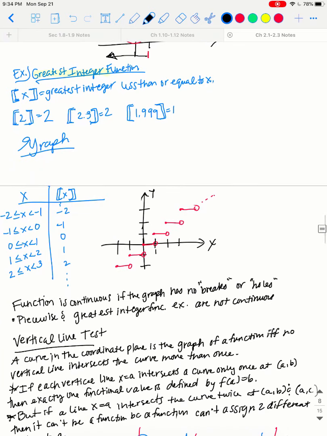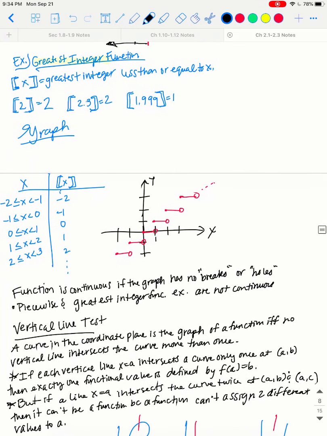Okay, so greatest integer function. When you have x with the double brackets, that means greatest integer, which means less than or equal to x. So it's like a rounding function, but it has to be less than or equal to it, not greater than or equal to it. So you're not rounding up, you're basically rounding down.